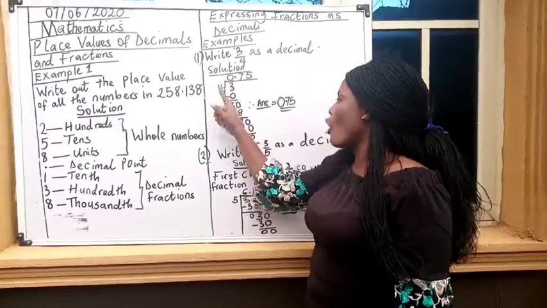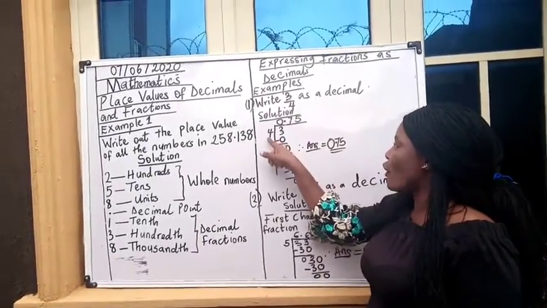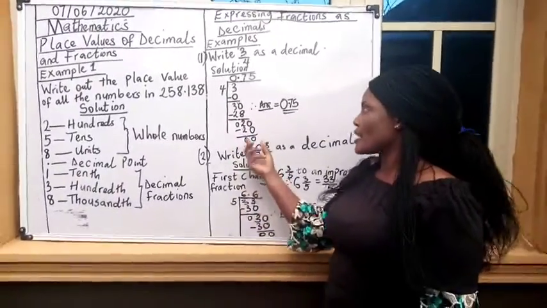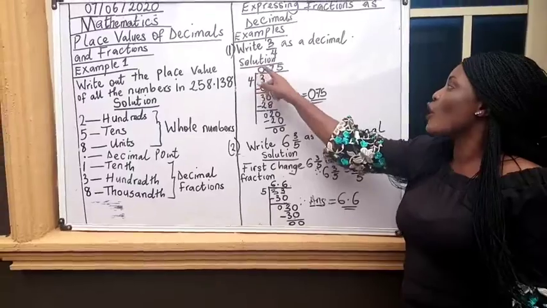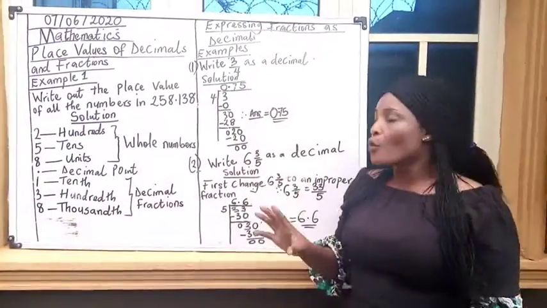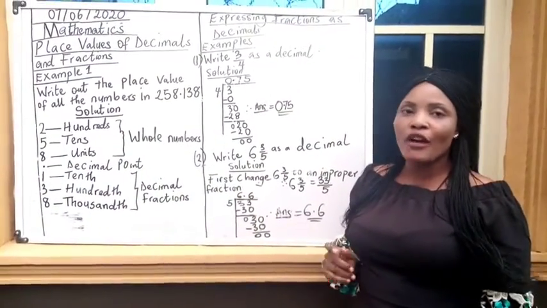Borrow another 0, it becomes 20. Then how many 4 are you going to see in 20? That is 5. 5 times 4 will give you 20. Then 20 from 20, you have 0, 0. Then your answer here is 0.75. That is 3 over 4 to decimal will give you 0.75. I believe I am cleared.